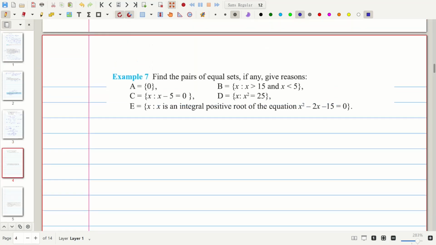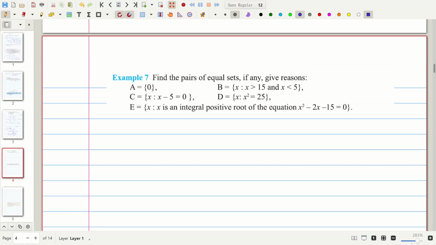Now we'll see this example. Which are the pairs of equal sets, and if any, give reasons. So first take A. A contains only one element, 0. Don't say that A contains 0 means it is an empty set. It is not an empty set. It contains one element. A is equal to {0}, so 0 belongs to A.